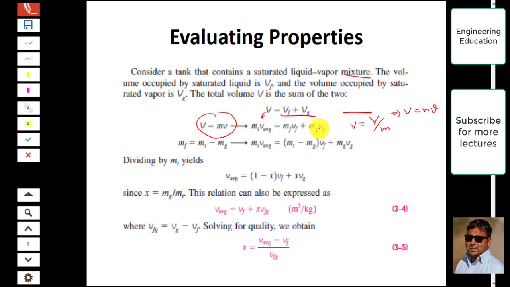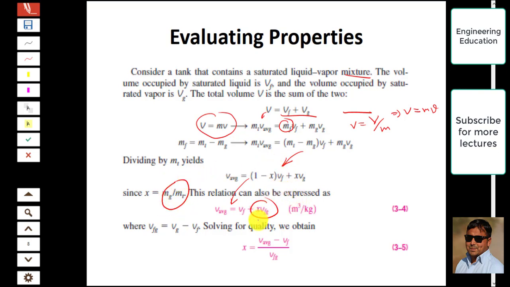So now this mf is basically the difference of total mass and the mass of the vapor. So dividing it by total mass, that is mt, we get (1 minus x) into Vf plus x Vg. We simplified this basically. Rearranging this, we can also write the expression like this: V average is equal to Vf plus x Vfg, where x is mg by mt.